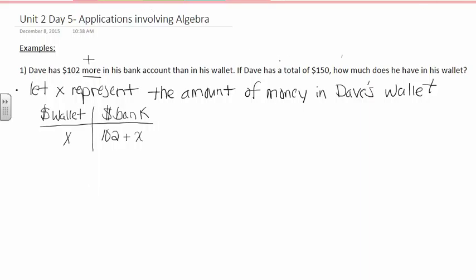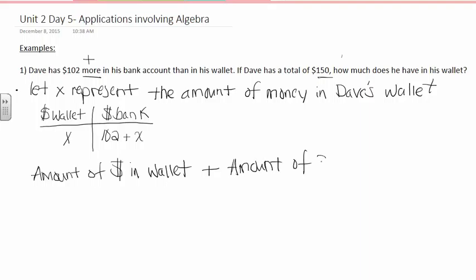If we look back at our original problem, there's still one more number we could possibly use. If Dave has a total of $150, how can we write that in an equation? Why don't we add the amount in his wallet plus the amount in his bank to get our total? So the amount of money in his wallet plus the amount of money in his bank is going to give us the total.